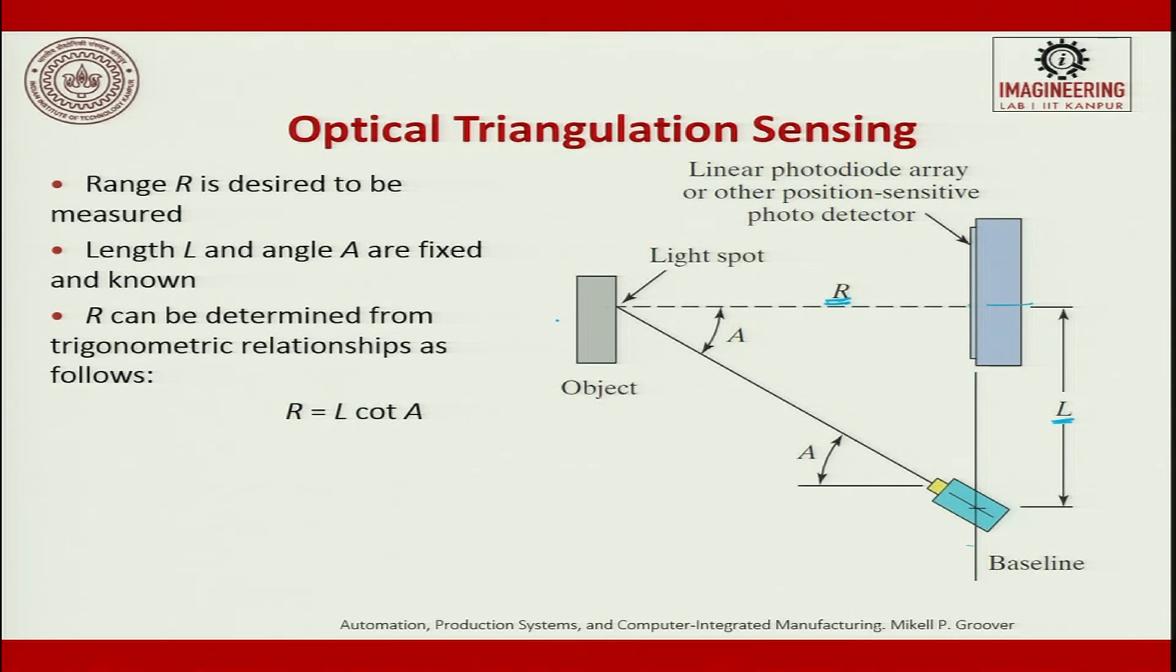and it is fixed. So, this r keeps varying, and r can be determined by r equal to L cot A. This angle is fixed, this L is fixed, this A is fixed. So, now the only variable which can change is r. From this varying distance r, we can try to find out what is the object which is there. So, this is how an optical triangulation sensing device works.